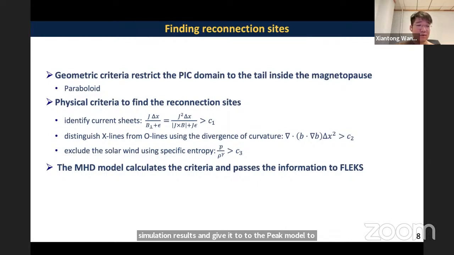The first criterion we're using identifies the current sheets, which is J over B perp. We also use the divergence of the curvature to distinguish X lines from O lines, and we use the specific entropy to exclude the solar wind. We'll keep developing these physical criteria in our model, and now there are more criteria that can be used. Also, if you have a specific criterion for the specific problem you're investigating, you can easily customize it into the simulation model and apply it during your simulation.